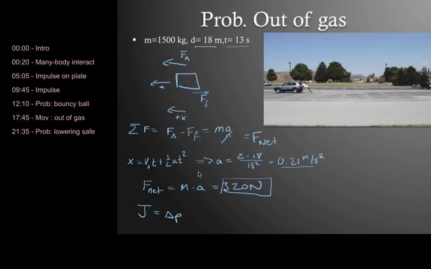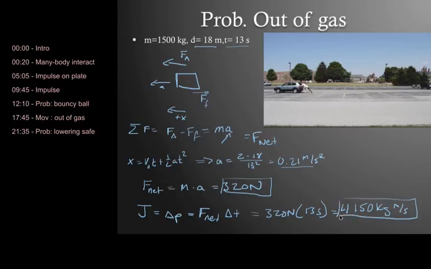So since I would have to go back to these kinematics in order to figure out how fast the car is traveling at this point, I'd rather just use F net delta t. Just assuming this average force that we delivered, and then what was the change in time that went over this. So this is going to be our 320 newtons, and then times 13 seconds. This is going to give us 41550 kilogram meters per second. So this is the total impulse that we delivered.